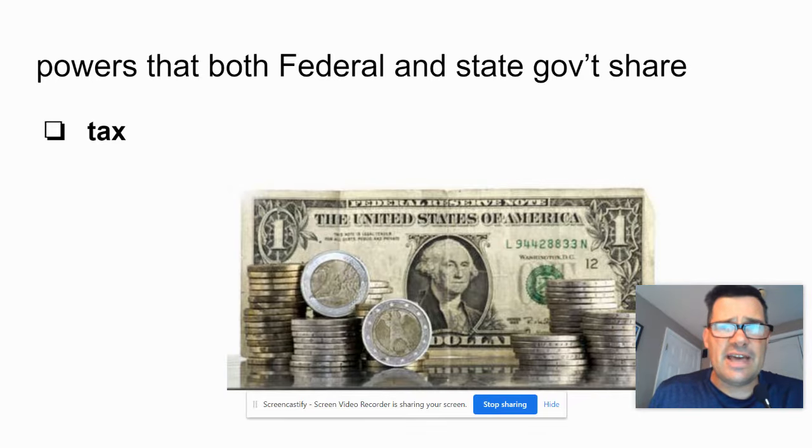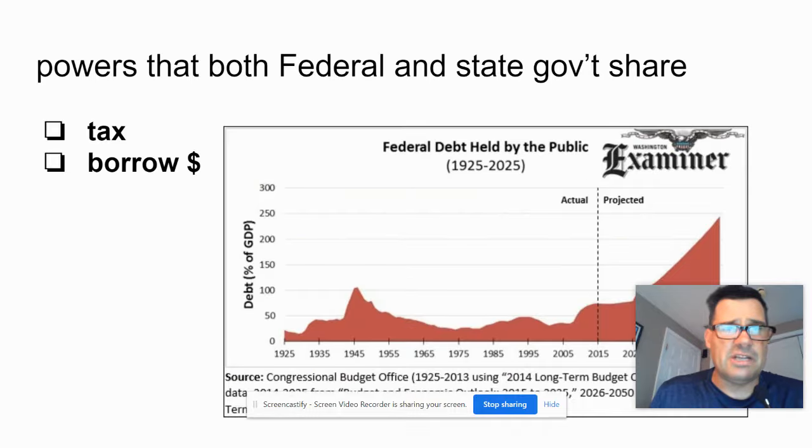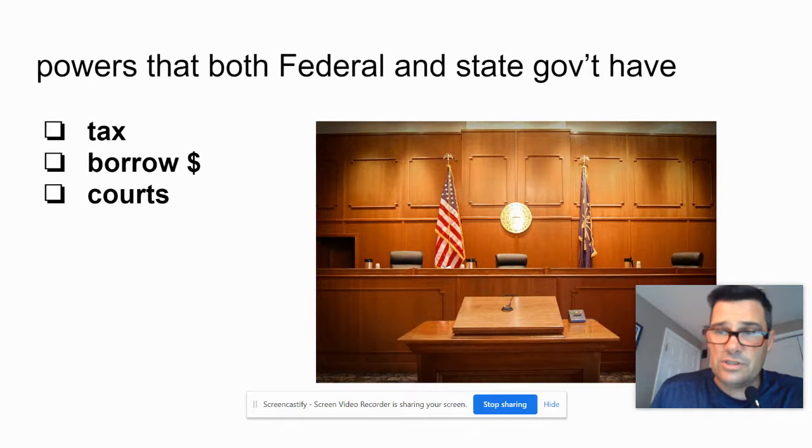So powers that both federal and state share. One is tax. Two is borrow money. Both can borrow money. A lot of states have a constitutional amendment to their state constitution that requires a balanced budget every single year, and it doesn't allow them to borrow money. A lot of states have that, but the federal government does not. So the federal government borrows money like crazy. And that's a real problem. We'll talk about that.